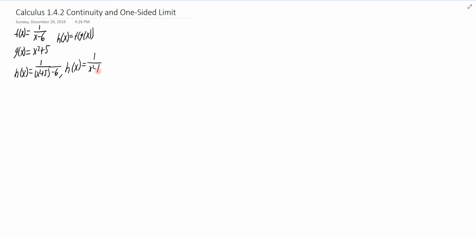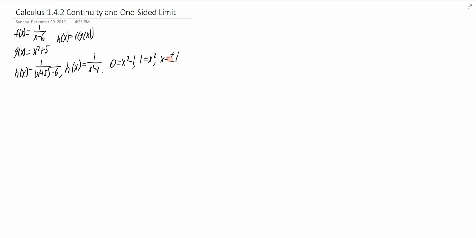So there we go. Now, if we want to find discontinuity with a fraction, we know we're going to be looking at the denominator being equal to 0. So we say 0 equals x squared minus 1. Then we get 1 equals x squared, and then x equals plus or minus 1. So right there we know that we're going to have discontinuity at 1 and negative 1 with this composite function.